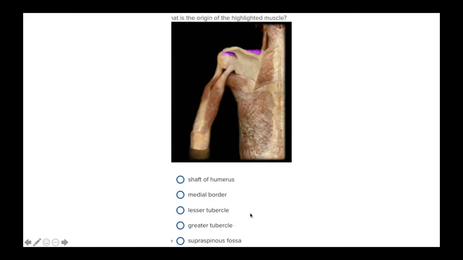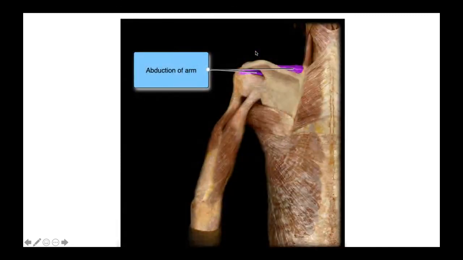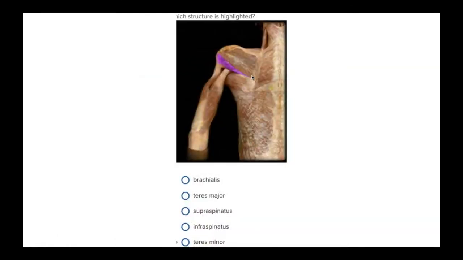What is the origin? Supraspinous fossa. What is the action? Abduction of the arm. Now here's the supraspinatus, here's the spine of the scapula, here's the infraspinatus, here is the long head of the triceps, and remember I said it pierces between the two Teres brothers, Teres Minor and Teres Major.